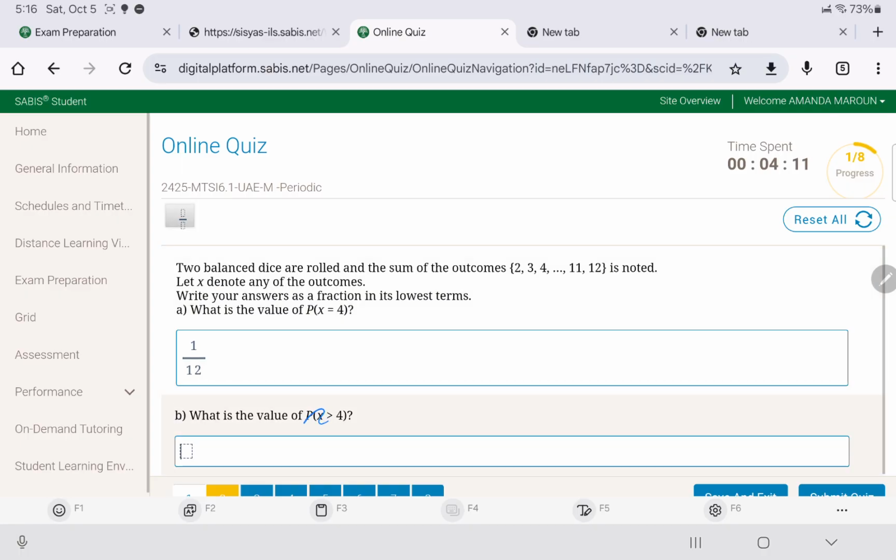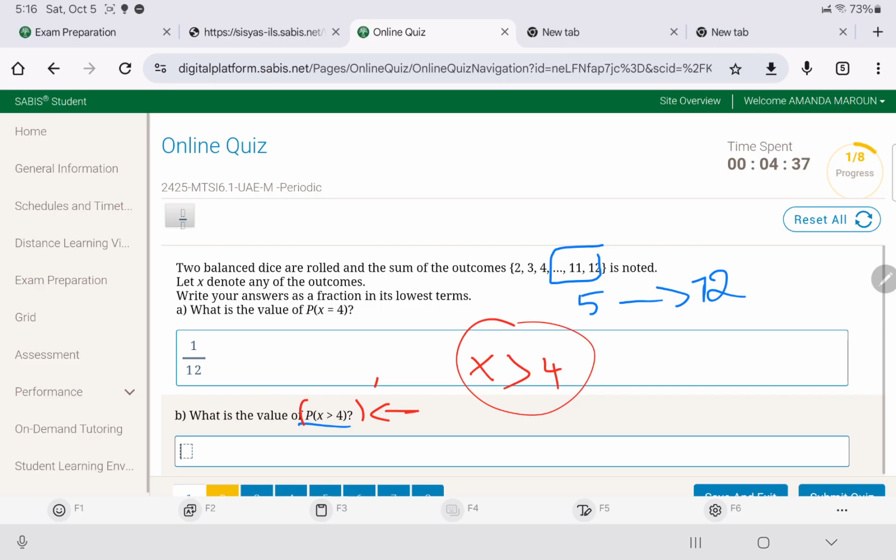Now, what is the value of the probability that x is a number greater than 4? The numbers greater than 4 are so many: 5, 6, 7, all the way until 12. So there are too many to count their possibilities. What we can do instead is a very clever trick. We're going to take the complement, the opposite of this. The opposite of x being greater than 4 is that x is less than or equal to 4. So we're going to take the probability of this.